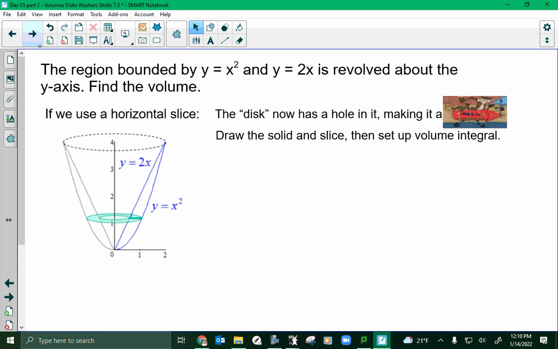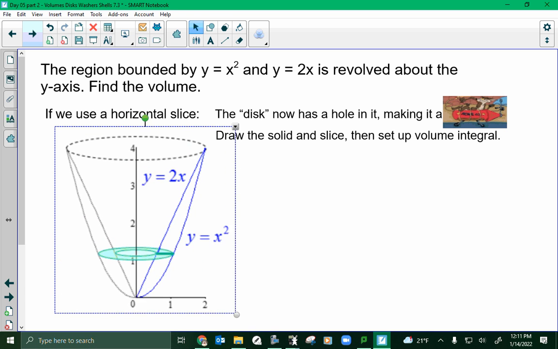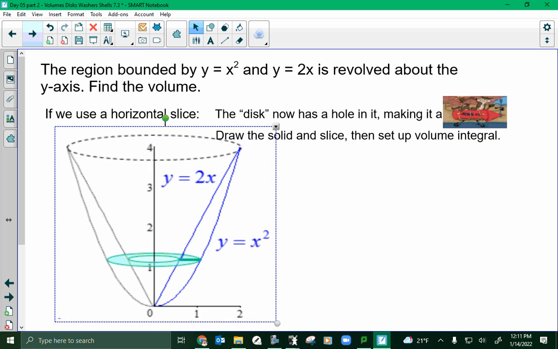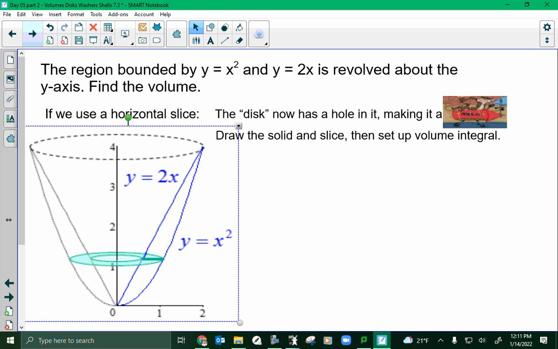Now, the region bounded by y equals x squared and y equals 2x is revolved about the y-axis. Find the volume, okay? We are going to use a horizontal slice, and I'd like to pull this picture up here. Let's do this. Might be easier on the eyes, okay?